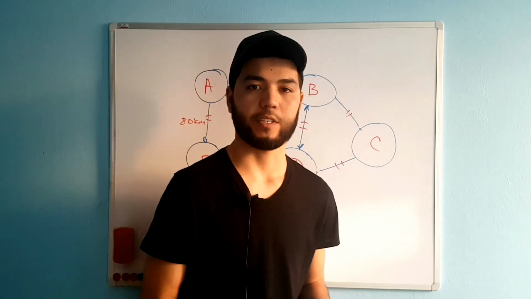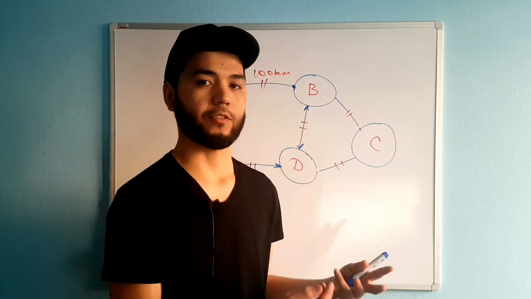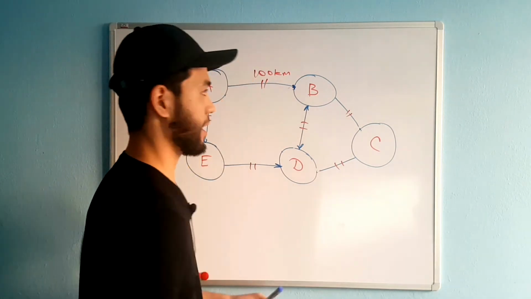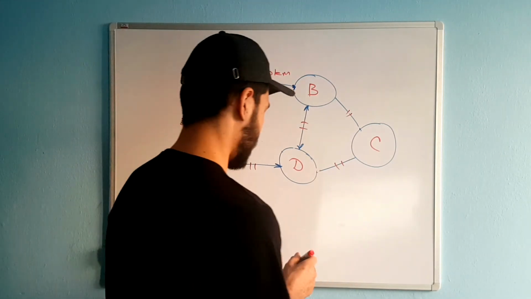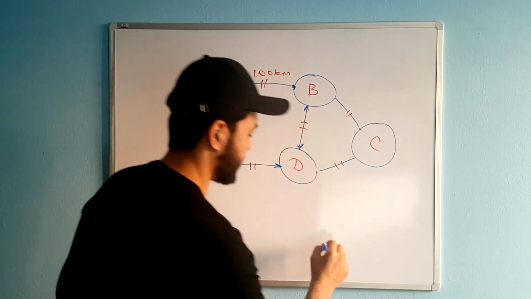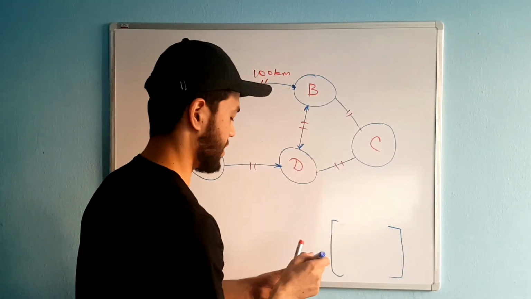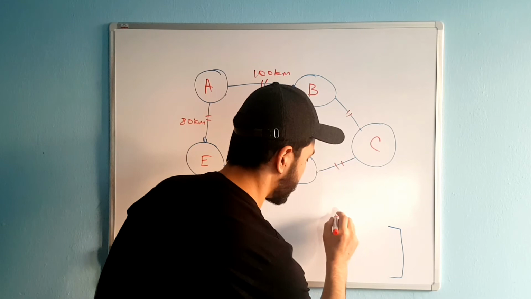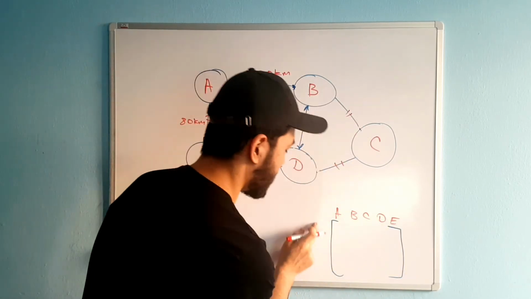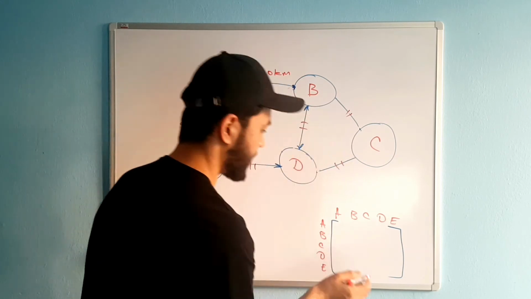Let's speak about graph representation. We can create the graph by using a matrix, and also by using a list. Let's see first how we can create it by using the matrix. Imagine I have a matrix, and we're going to implement this graph in the matrix. On the columns, I'm going to write A, B, C, D, and E, and on the rows also, I'm going to write A, B, C, D, and E.